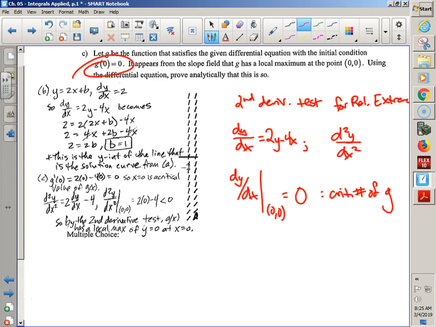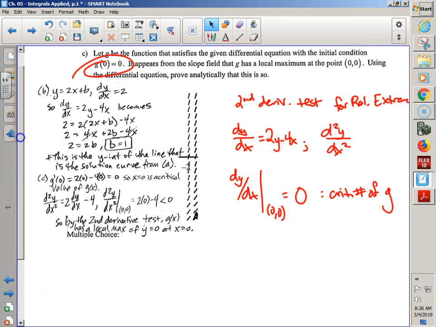Careful, f double prime, right? Okay, good. So if f double prime is less than 0, then there's a concave down portion at a critical number, relative max. And then if f double prime is greater than 0, relative min. And if f double prime equals 0, then neither. Now, we're talking about g, not f, but that's okay. We can use differential notation anyway.